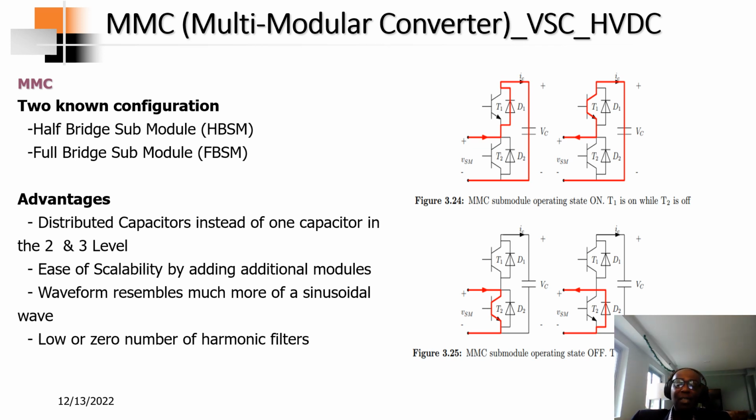Then next is bypass mode. You can also have a bypass mode, where you bypass the sub-module capacitor through the IGBT. On the other hand, based on the current direction, you can bypass the sub-module capacitor, and so these are all the operating modes of the half-bridge sub-module.